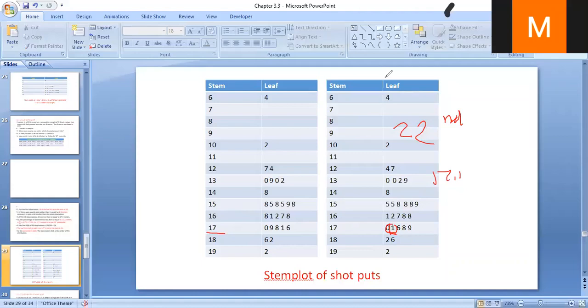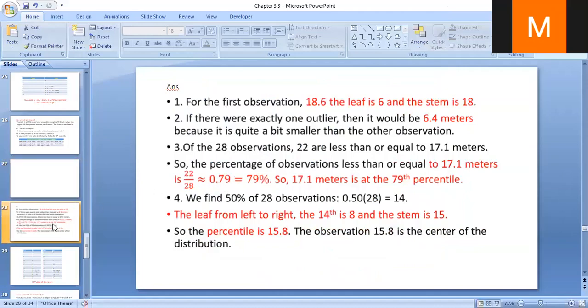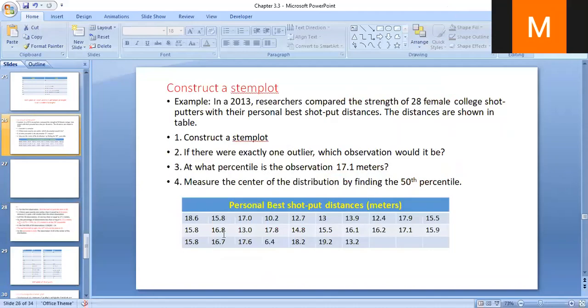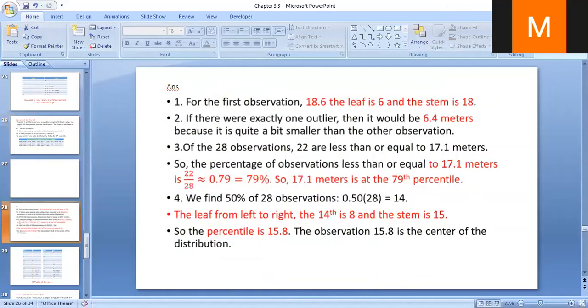That is how to find the percentile. You got the 17.1, but how many do we have in total? 1, 2, 3, 4, 5, 6, 7, up to 28. We had the total is 28, but you counted 22. 22 divided by 28, you will get 0.79.